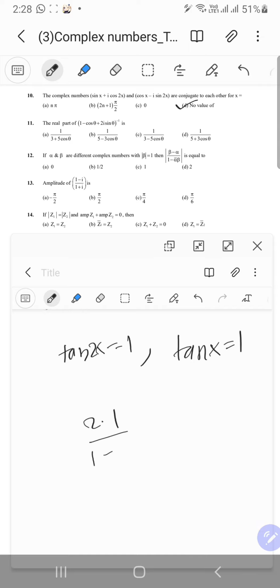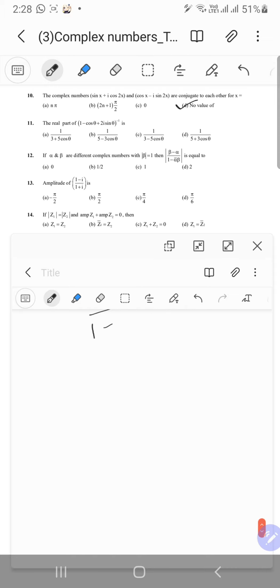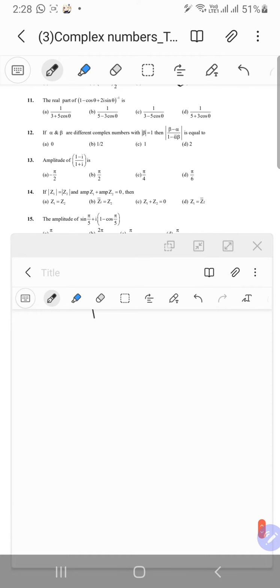Okay, this will give x equals pi by 4 plus n pi, but then 2 times that is pi by 2 plus n pi, so that's going to give either not defined or 0, and none of them are 1, so it's just not going to happen. These cannot be conjugates. Next question.